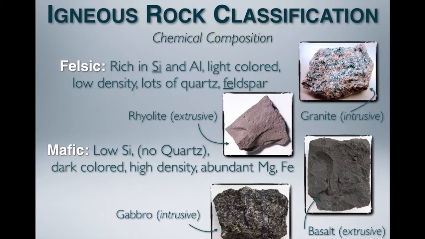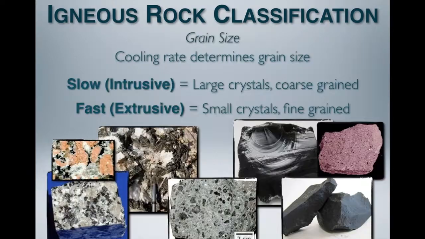So we have mafic, which would make up mostly our oceanic crust. So low in silicon, no quartz. It's darker in color because it's more abundant in magnesium and iron. And so we can use color to help us identify whether it is felsic or mafic, and also give us indications as to what the chemical composition is.